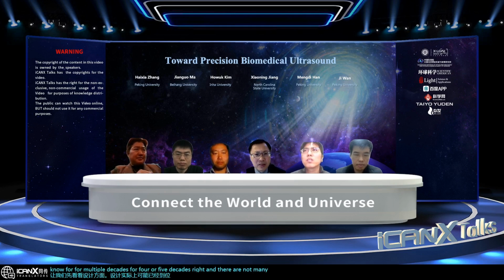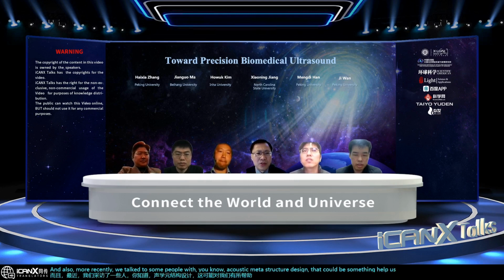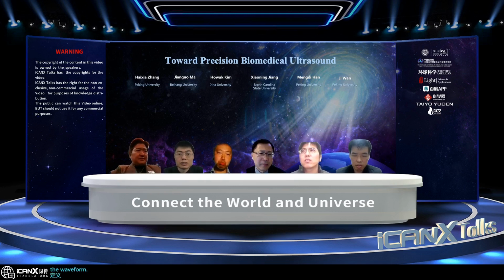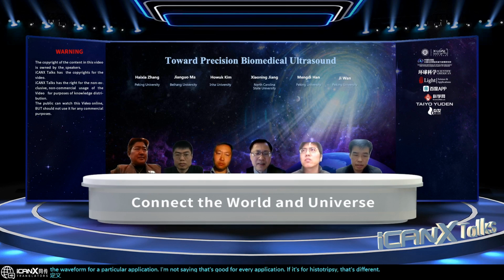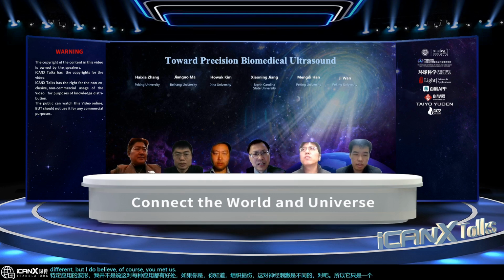And there are not many new concepts coming out, but until recently, we believe there are some of this multi-layer design, and also more recently we talked to some people about acoustic meta-structure design. That could be something that helps us define the waveform for a particular application. I'm not saying that's good for every application. For histotripsy, that's different from neurostimulation, right? So it's just different. But I do believe acoustic metastructure should play a big role there.